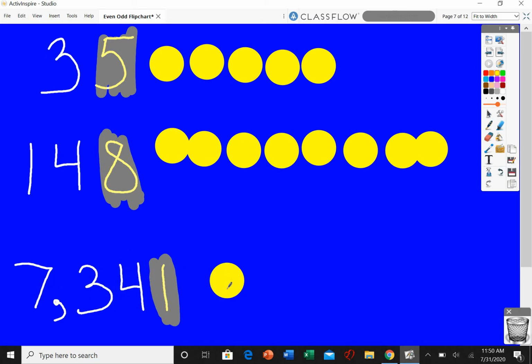Because remember, even and odd, you just have to worry about what's out here at the end in the ones place. All right, now, after we drew the circles, what did we have to do to decide if they were even or odd? That's exactly right. We have to buddy them up or pair them up and see if there's any left over.